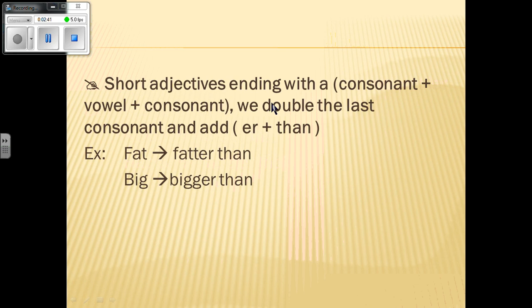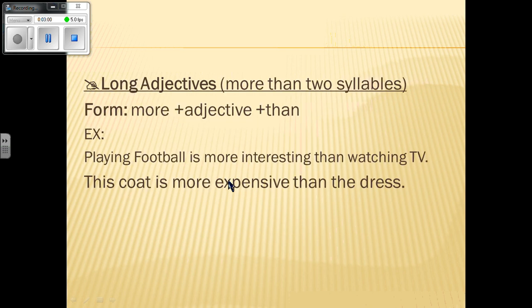Short adjectives ending with consonant, vowel, consonant, we double the last consonant first, then we add er, than. Like, for example, here, fat. Consonant, vowel, consonant, and they are short adjectives. It will be fatter than, double t like this. Big, bigger than, double g.